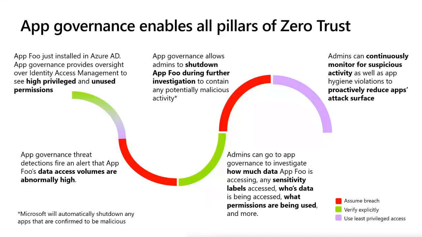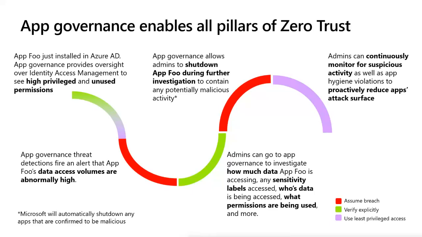And when an app is installed, of course, you want to vet it and make sure, even before it's installed, and of course, also after, you want to vet it, make sure it's doing what it should be doing, and that it has good app hygiene. So app governance here provides oversight over identity access management so that you're able to get insights into high privilege and unused permissions for an app. You can see whether an app is actually using the permissions that have been assigned to the app and see the level of access that they have. And this maps to verifying explicitly as well as using least privileged access.